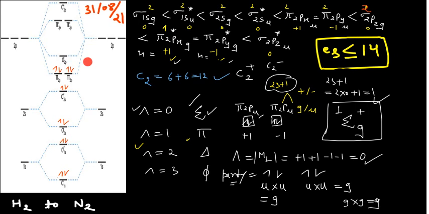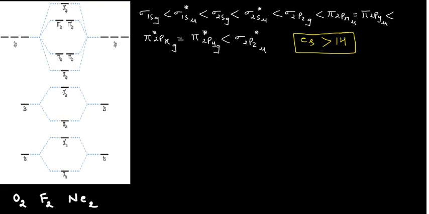That means sigma 2p will come down and pi 2p will go up. That is the only thing you need to change, so I have changed it here. The rest of the things remain the same. In the energy order also, you can see that sigma 2p has the lower energy, while the pi 2p have the higher energy. All other things are the same.